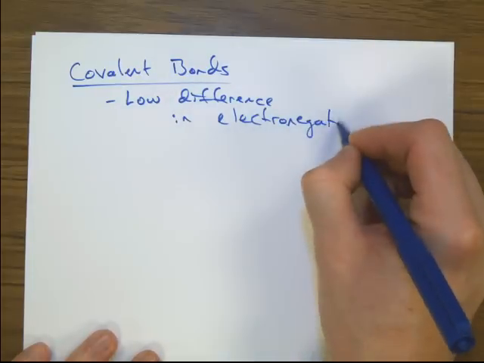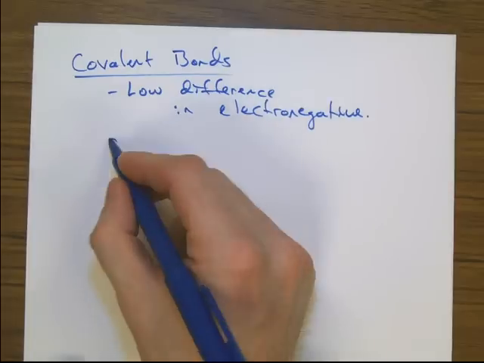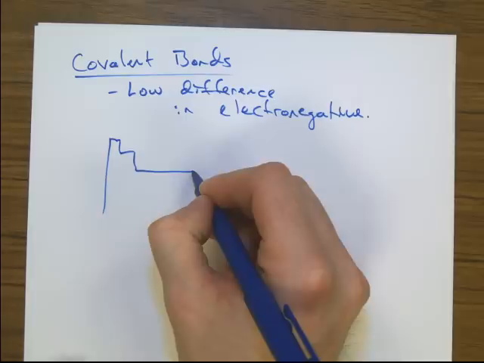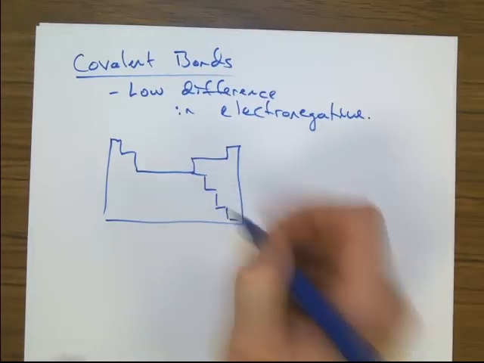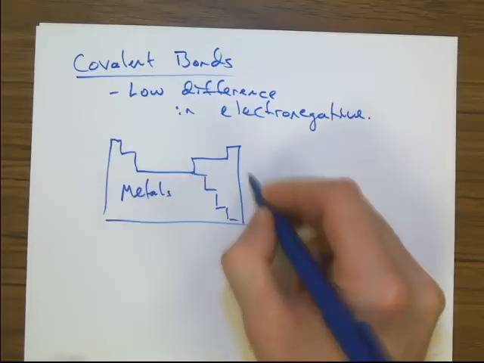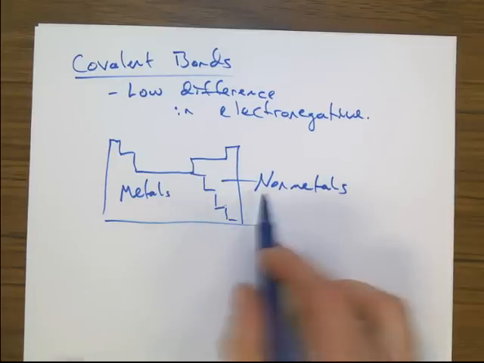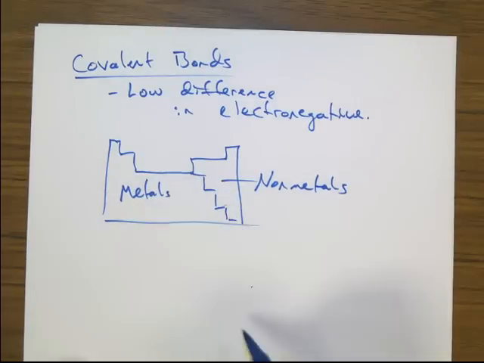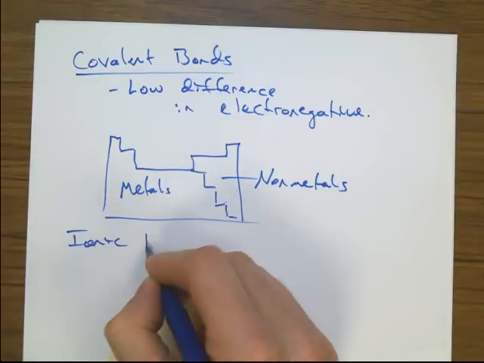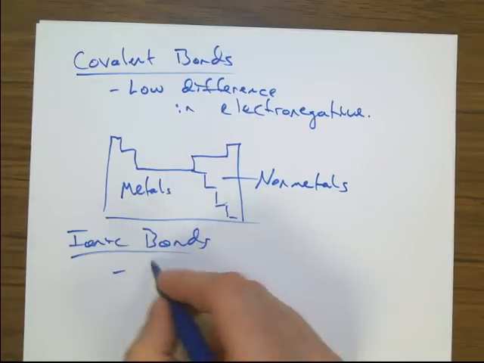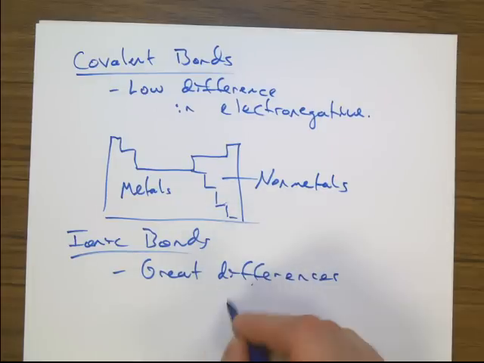You could summarize this by thinking about it this way. It's mostly nonmetals bonding together that form covalent bonds. If you draw a really cheap periodic table here, you have the zigzag line, which is your division between the metals and, of course, the nonmetals. If it's nonmetal plus nonmetal, it's probably covalent. If it's metal plus nonmetal, you're going to end up having a huge difference in electronegativity, and it's going to be ionic. So ionic bonds, of course, have great differences in electronegativity.